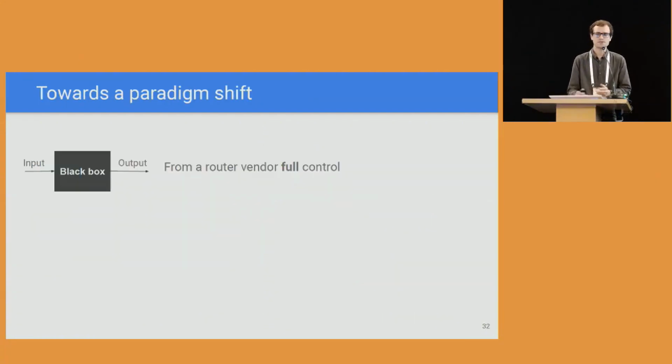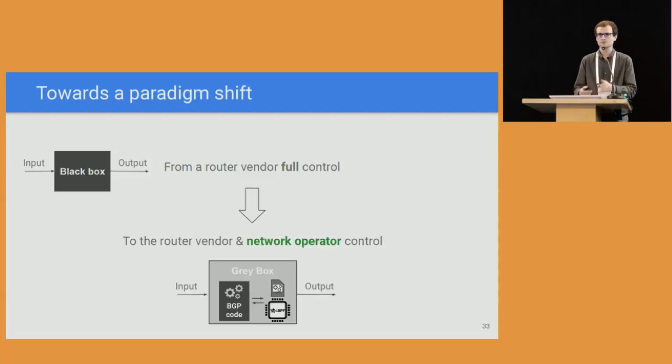Okay, so with this view, we would like to shift from one paradigm, which is more of a black box, where vendors have full control of their router, toward something more gray, where you have the BGP code, which is closed source for the vendors, but you can interact with this code with the eBPF virtual machine, and so the network operator has a way to influence its router.